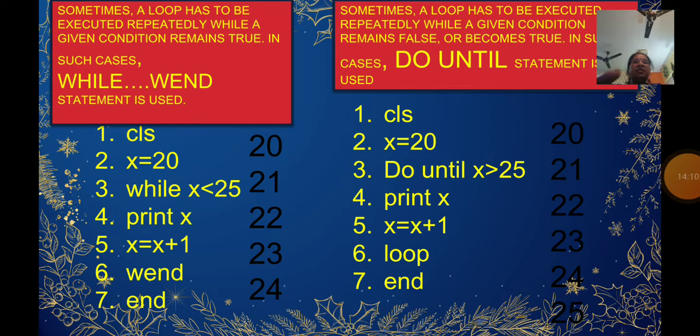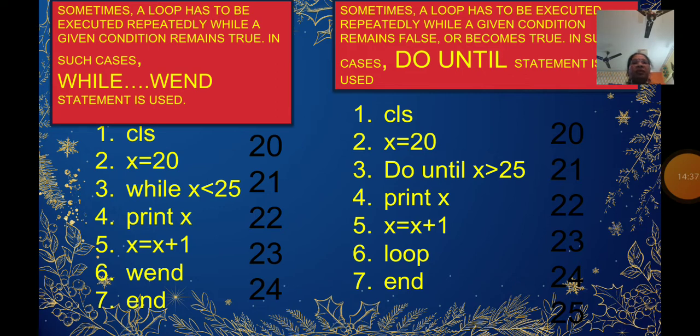The condition x is greater than 25 will be checked. Since the condition is false, because 20 is not greater than 25, the current value of x will be displayed, that is 20, right? Then the x value becomes 21 because x is equal to x plus 1, so it has incremented by 1.